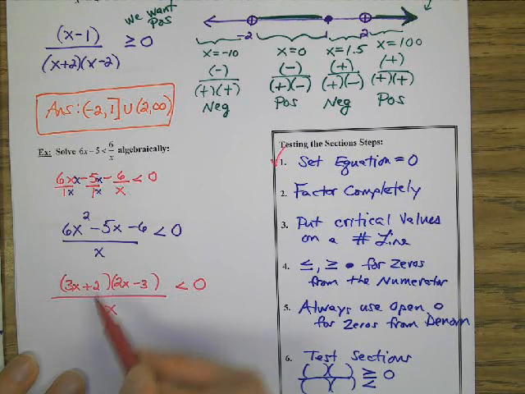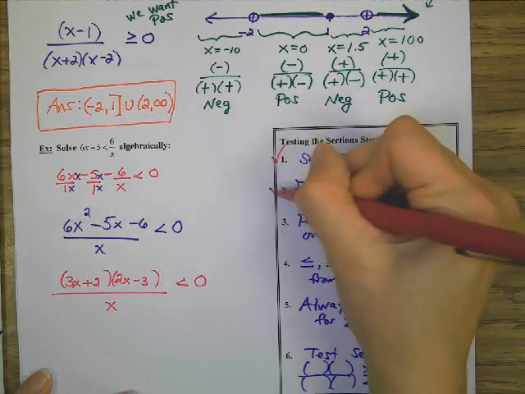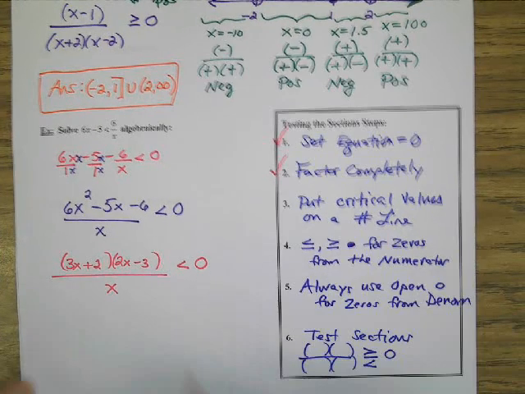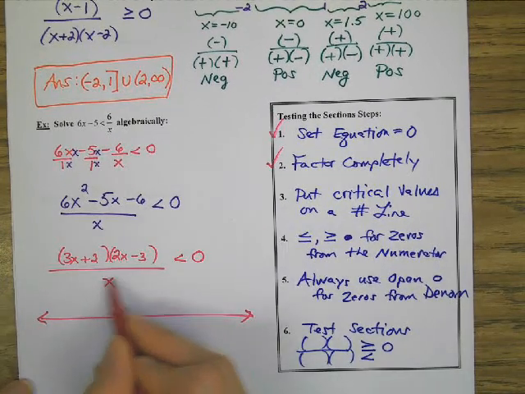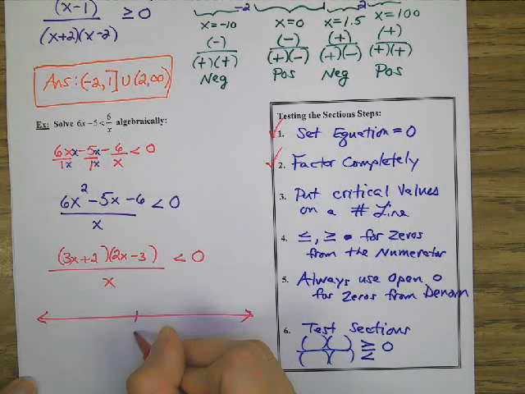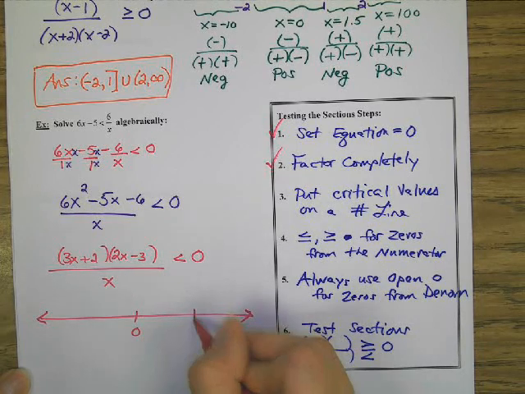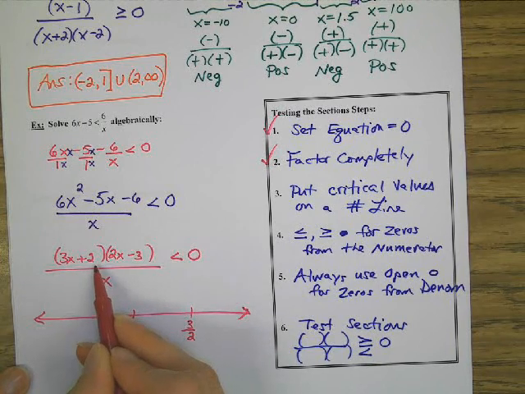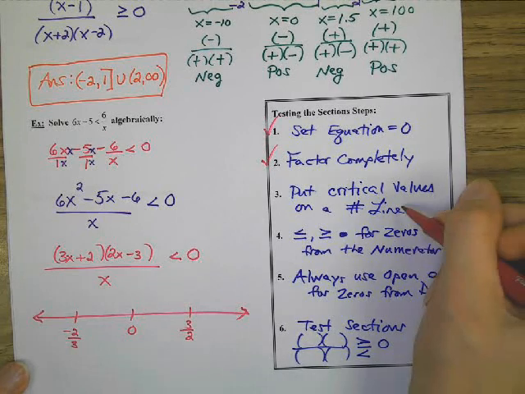Step 2 is complete. Okay, next, put your critical values on a number line. So what are the critical values? The denominator gives us 0. This factor right here gives us a critical value, or a 0, of 3 halves. And this one right here gives us negative 2 over 3. Okay. Put the critical values on a number line. Make sure you put them in order from smallest to greatest, like a number line would go.